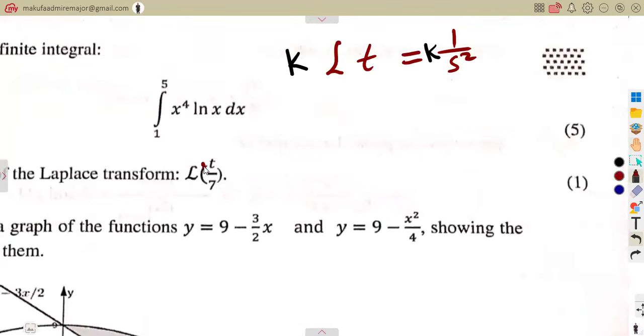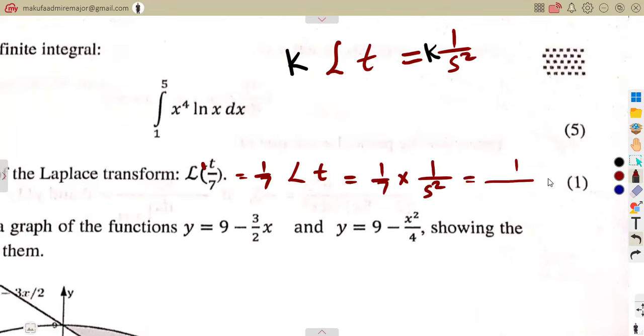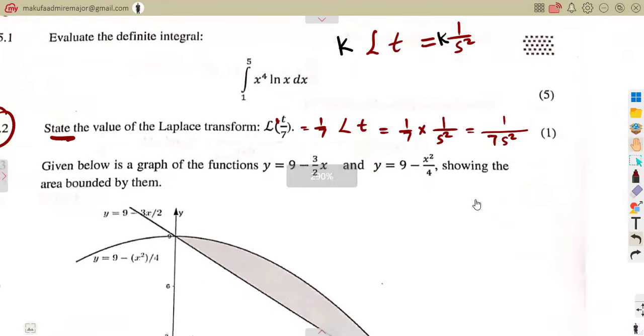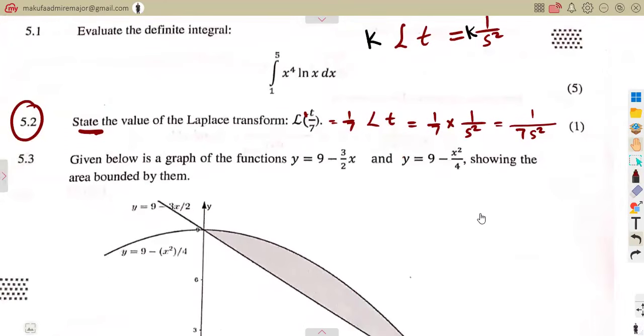So 1 over 7, it's a constant. So it's like 1 over 7, the Laplace of t. And that is 1 over 7 times the Laplace of t, which is 1 over s squared. So that's it, 1 over 7 s squared. So make sure that you watch the video on the Laplace transforms introduction. I talked about that simplification, but in this case, they do not want you to apply any integral, just to state the answer.